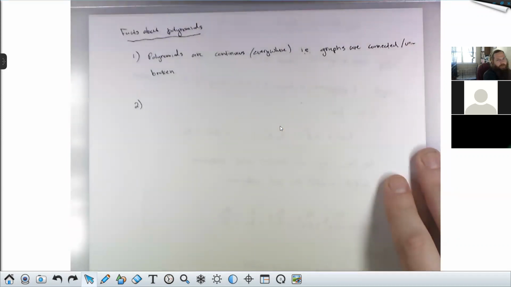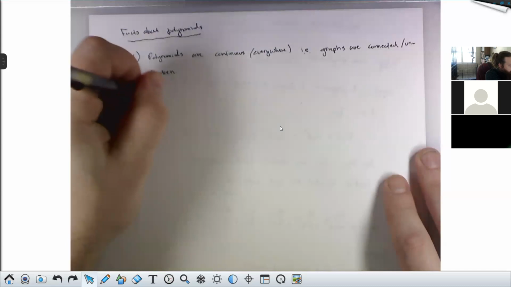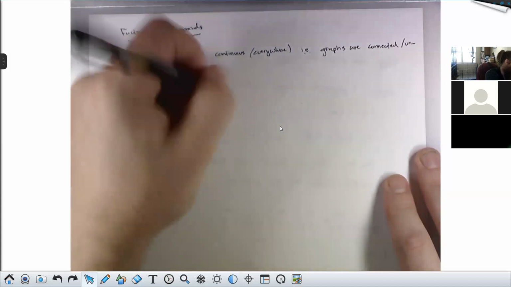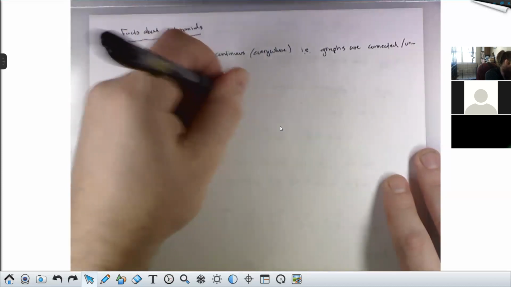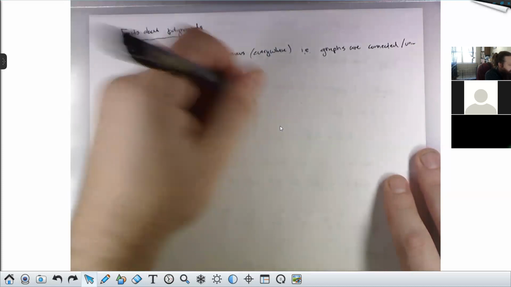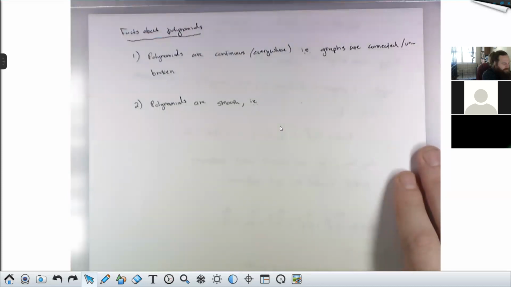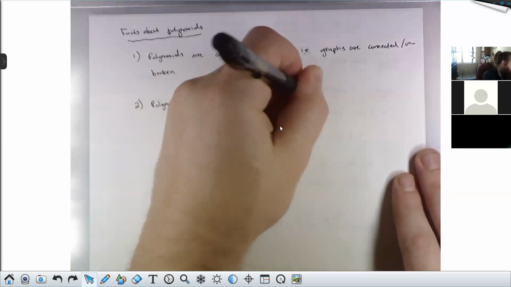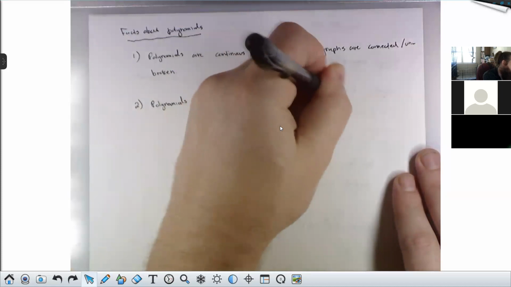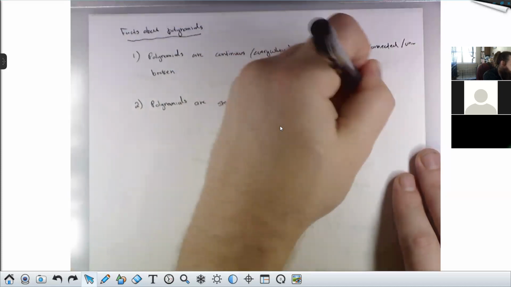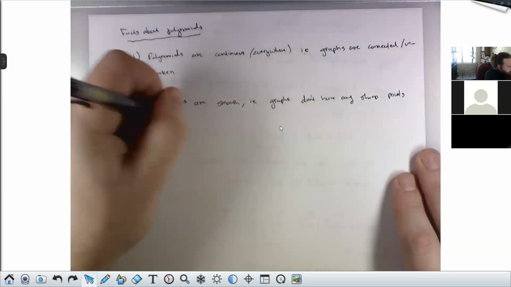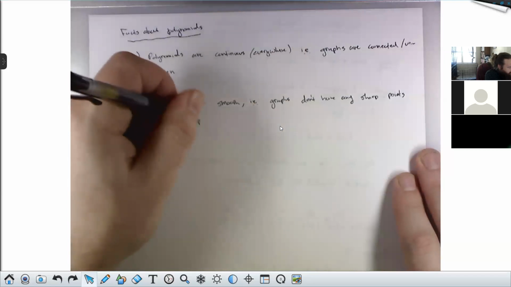Two, polynomials are smooth. Which means their graphs don't have any sharp points, which are also sometimes called cusps.